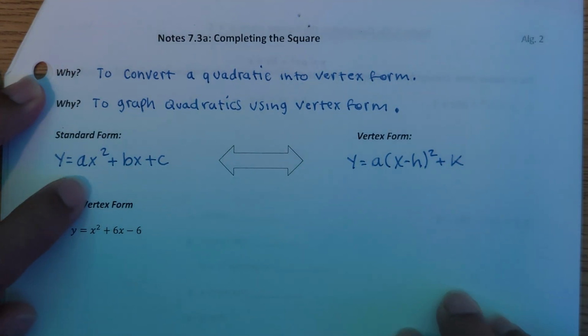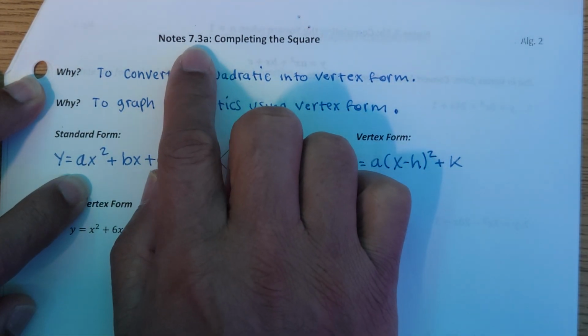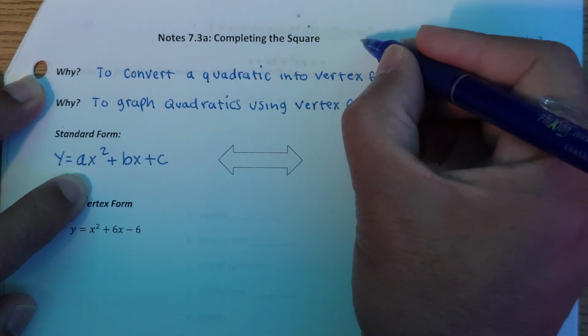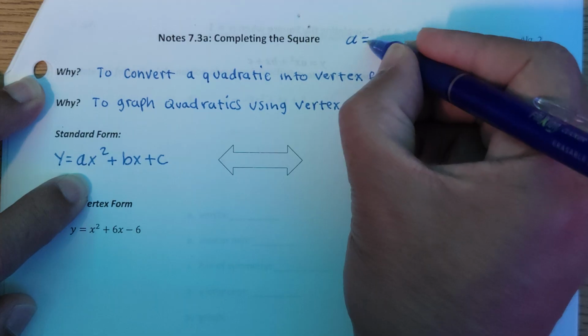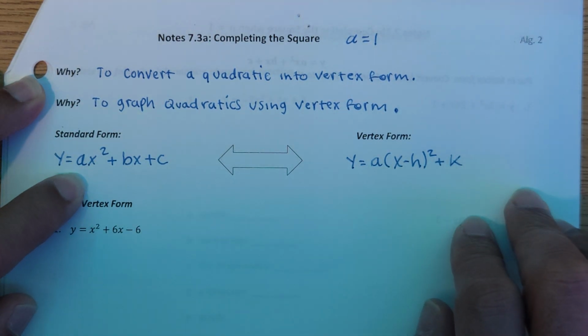All right, so completing the square. This is lesson 7.3a. This will be in two parts. Today we'll do when a is equal to 1, and then 7.3b will be when a is not equal to 1.